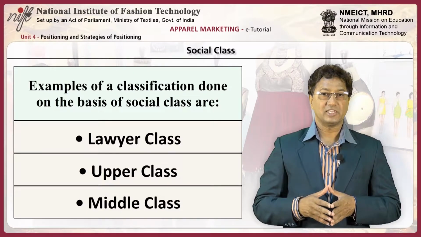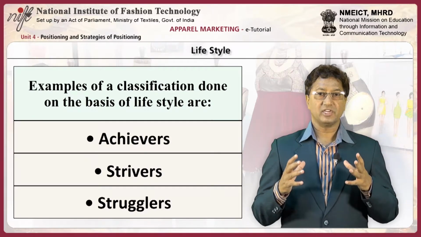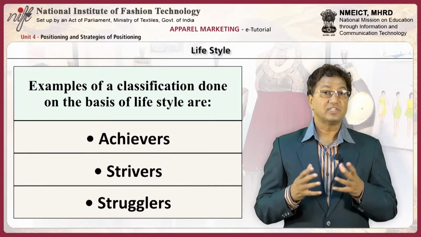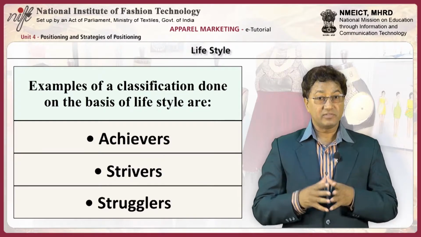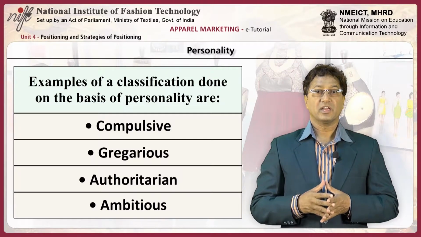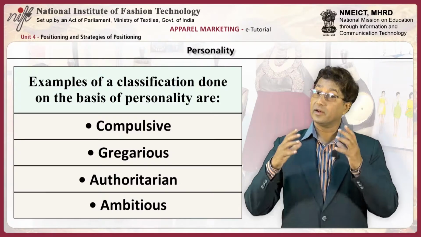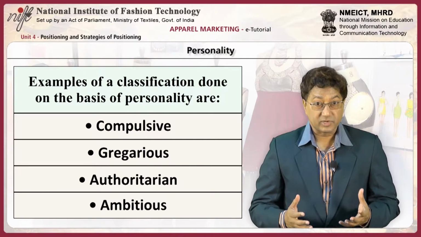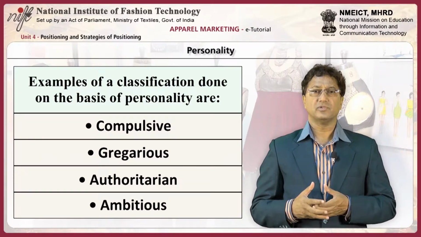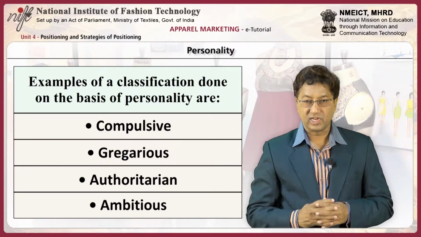Now let's come to the next classification done on the basis of lifestyle. Today most of the fashion companies classify or segment their customers based on the lifestyles. Some of the examples are achievers, strivers and strugglers. Now let's come to the next classification done on the basis of personality. Compulsive personalities, gregarious personalities, authoritarian personalities, and ambitious personality. So depending upon the personality also, marketers market different products meeting the needs and wants of that segment.